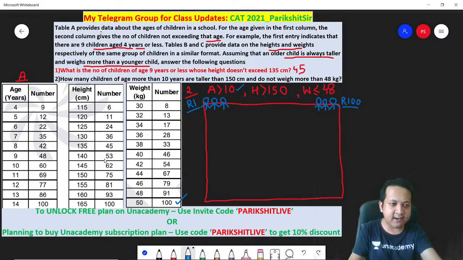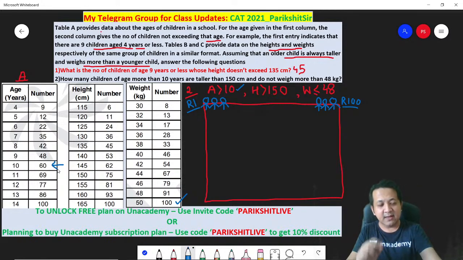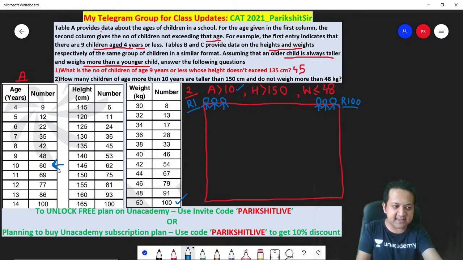Age greater than 10. How many children have age? This is not greater. I hope you remember the case. What was the case there? This 10 and this 60. What does the 60 indicate? How many children have age less than equal to 10? Remember, the caselet was all about less than. So less than equal to 10 is 60 children. But the question is just asking you the reverse.